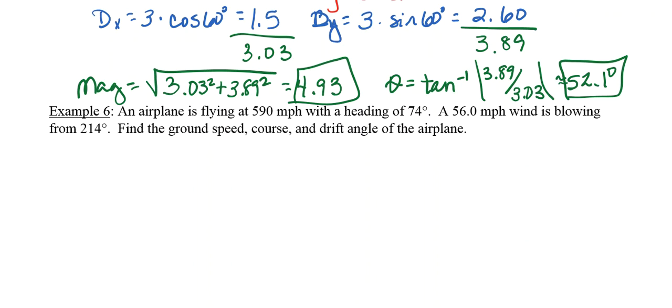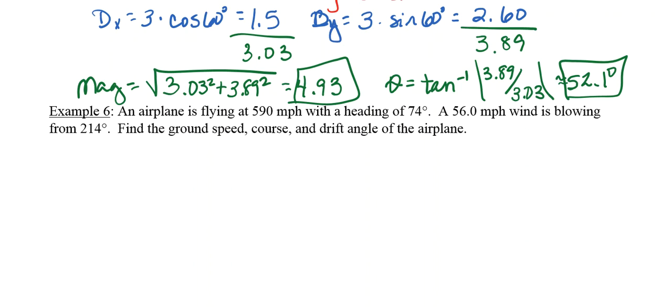Okay, on this last one we have a situation. An airplane is flying at 590 miles per hour with a heading of 74 degrees. A 56 mile per hour wind is blowing from 214 degrees. Find the ground speed, the course, and the drift angle of the airplane. So when we're talking about these degrees, they are talking from standard position. Not that that really matters at this point.